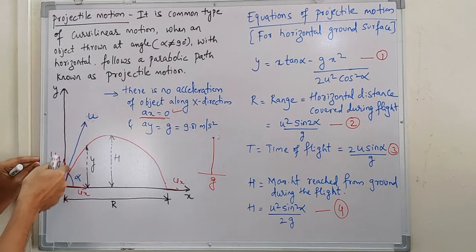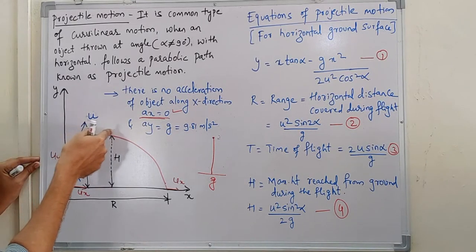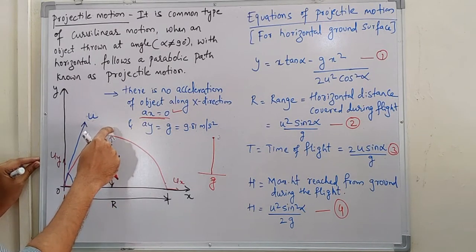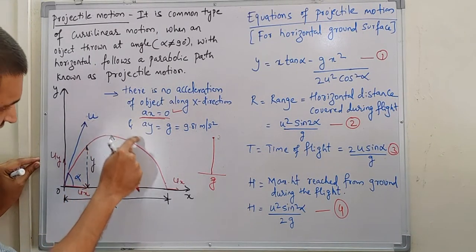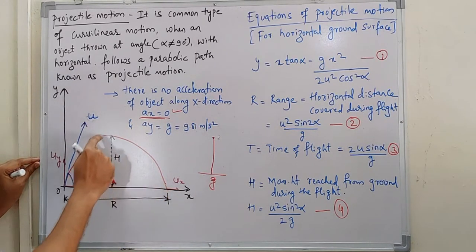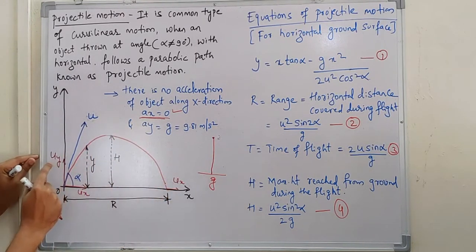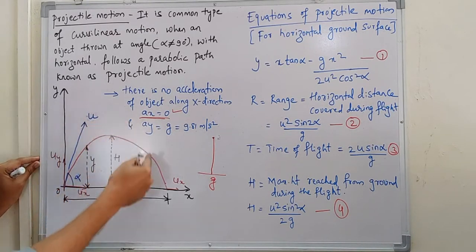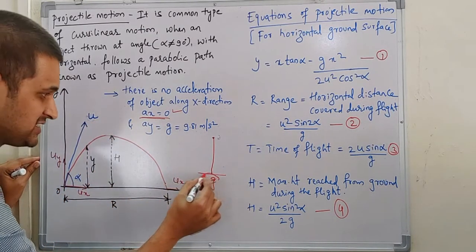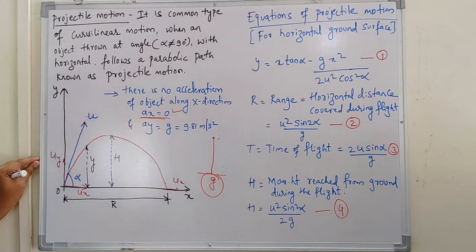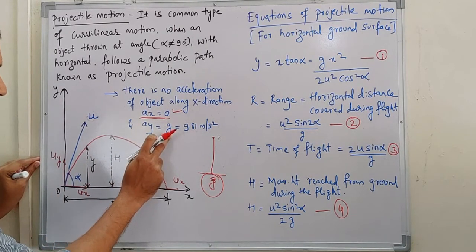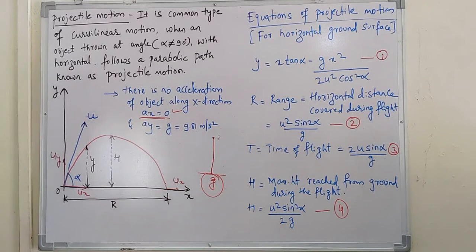It continues to move with initial velocity uy, then reaches a peak value somewhere at the center, then starts returning to the ground. So the velocity along the y direction will be varying. That is mainly because of acceleration exerted by the ground surface. That is why along the y direction it is subjected to an acceleration of 9.81 meters per second squared.